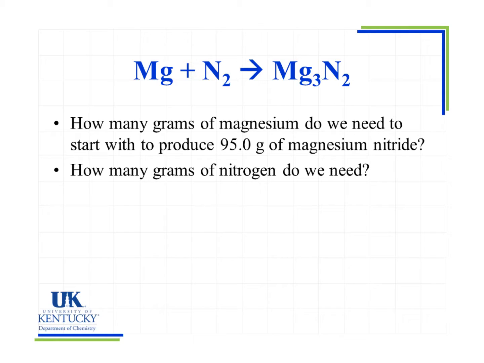How many grams of magnesium do we need to start with to produce 95 grams of magnesium nitride? How many grams of nitrogen do we need?